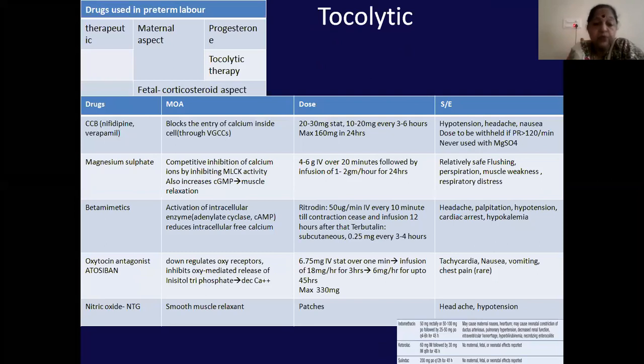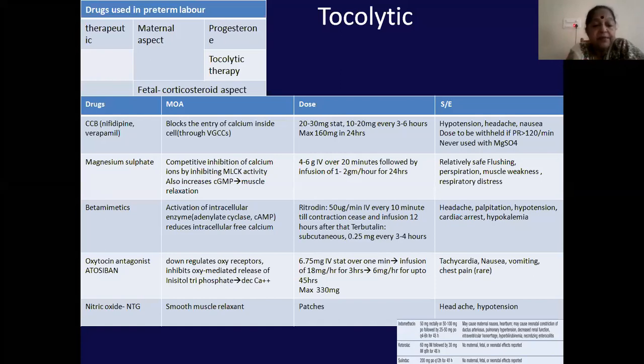which are in use. The one we most commonly use is nifedipine. Its mechanism of action is that it blocks the entry of calcium inside the cell. The first dose we give is 20 to 30 milligrams, every 3 to 6 hours, and the maximum you can give is up to 160 milligrams in 24 hours. The side effects are hypotension and nausea, and you have to hold this drug if the pulse rate is more than 120. It should never be given concomitantly with magnesium sulfate.